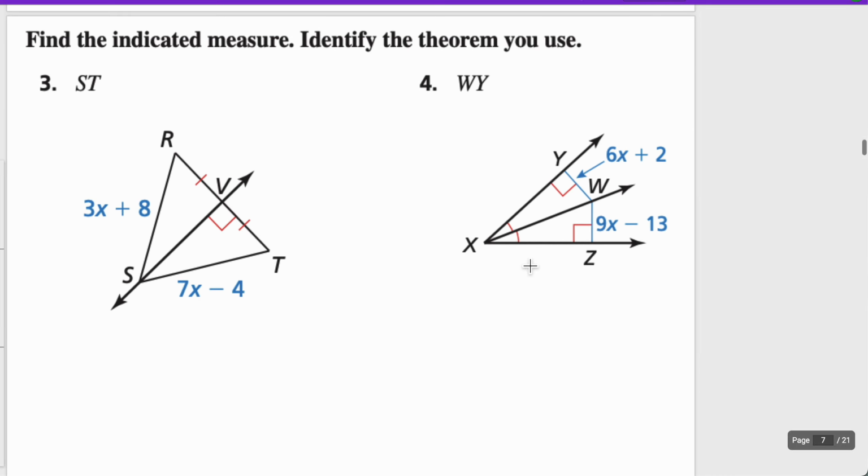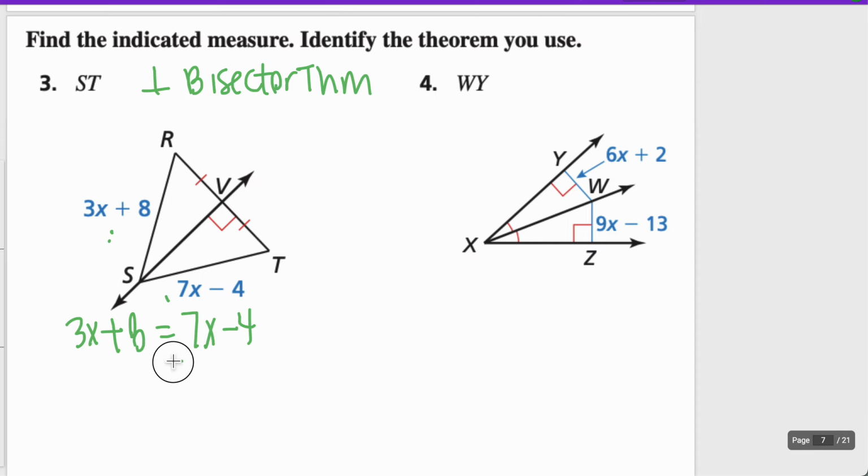Next up, for number 3, find the indicated measure, identify the theorem that you use. Because this is the perpendicular, we're showing the perpendicular bisector, we're going to use the perpendicular bisector theorem. And in order to do that, we can set these two expressions equal to one another. So 3x plus 8 is equal to 7x minus 4. Moving our x's to the same side and moving our constants to the same side, we're going to end up with 4 is equal to 4x, which means x is equal to 2.